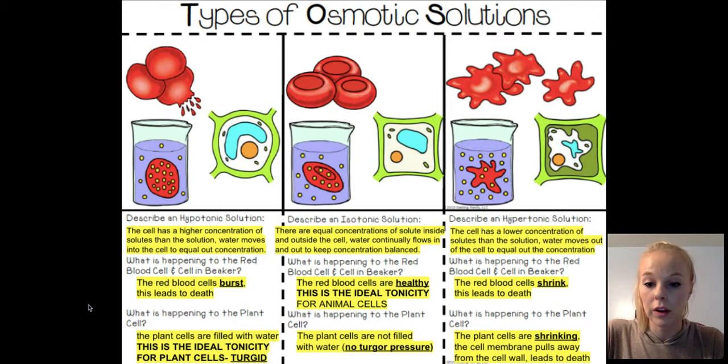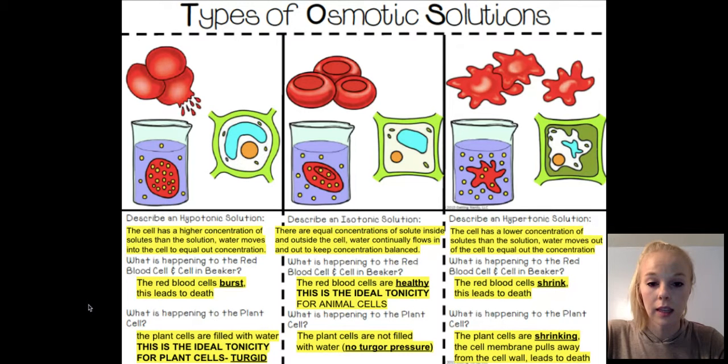In the beaker, there's a red blood cell. Here, the red blood cells burst, which can lead to cell death. On the right-hand side, you see a plant cell because of the green cell wall. With the plant cell, it's filled with water, and this is the ideal tonicity for plant cells, which makes it turgid.